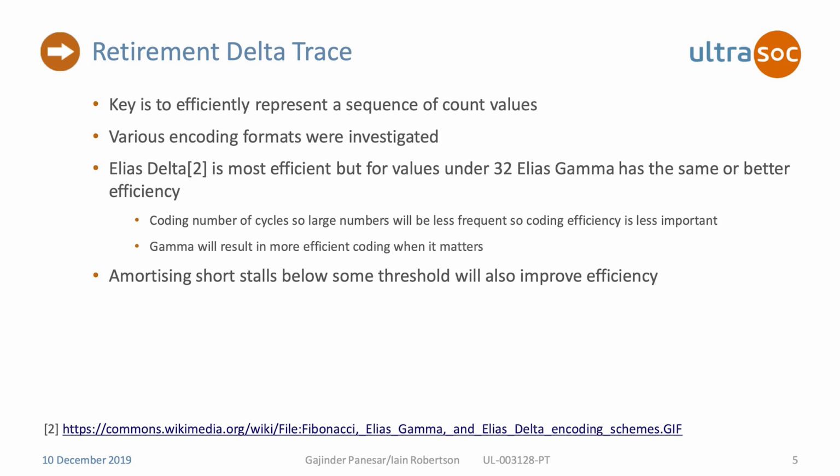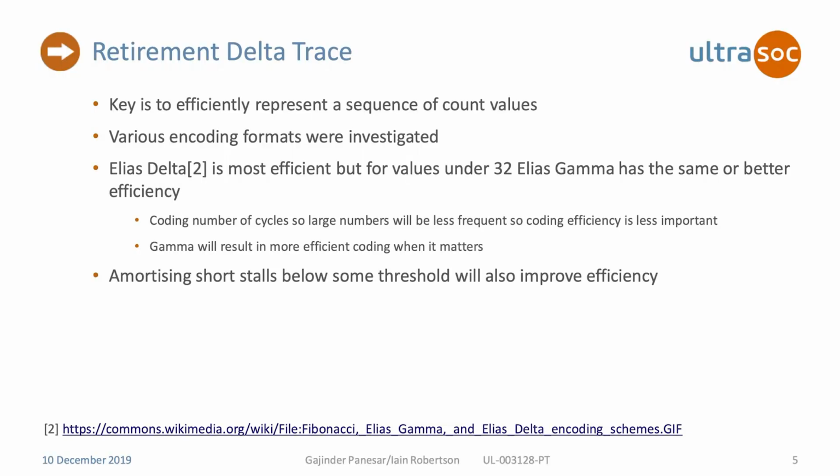So we investigated various variable length encoding schemes, so you only really use as few bits as you need to encode the values. And we looked at a number of different schemes. In fact, we settled on the Elias gamma code. There's a related code from the same person called Elias delta, which is actually more efficient over all numbers. So as the numbers get larger, it becomes more efficient. But for numbers of 32 or less, Elias gamma is as efficient or better.